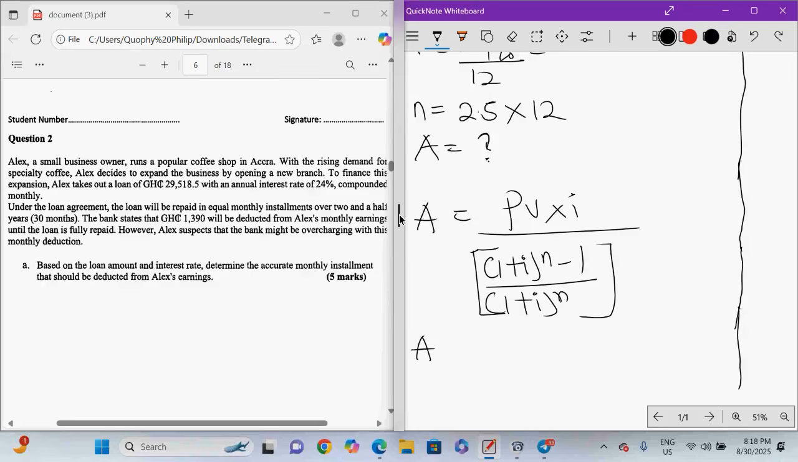So with this, what then is our present value? Present value was given as what?